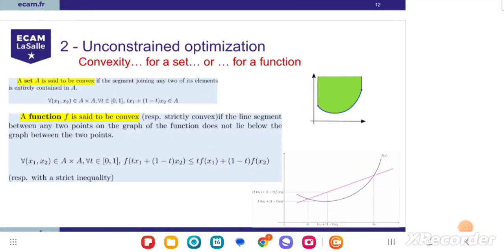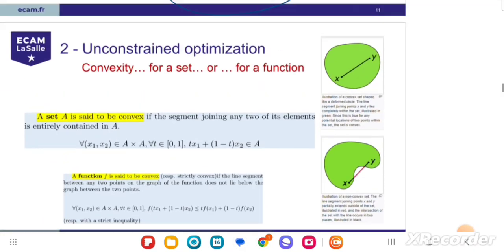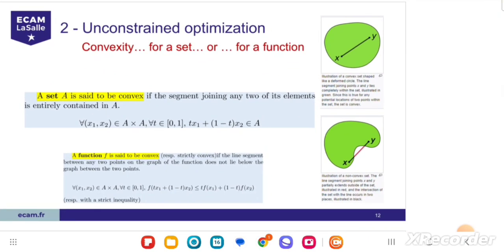Let's talk a bit about convexity, because if you remember, that's going to be one of the topics. It defines some kind of a shape. Convexity is a property that we can define for both a set and a function. So we will talk about the convexity of a set or the convexity of a function. Let's begin with a set.